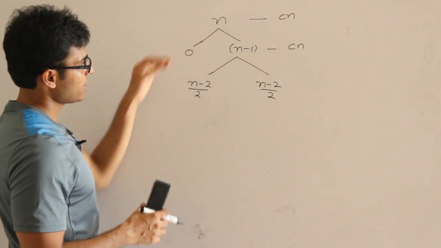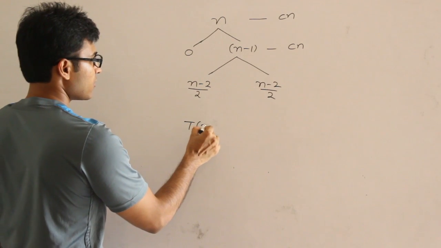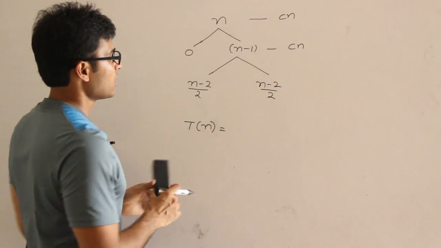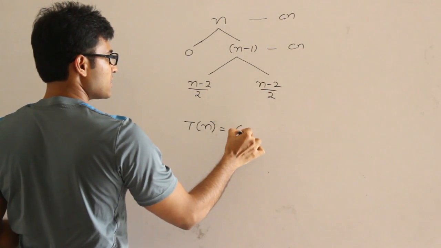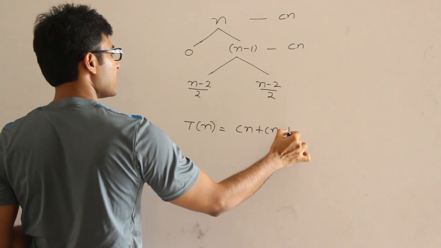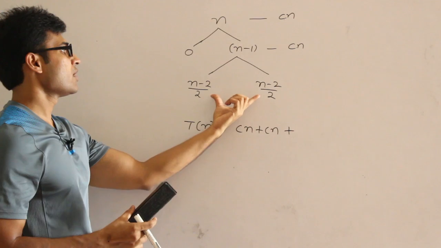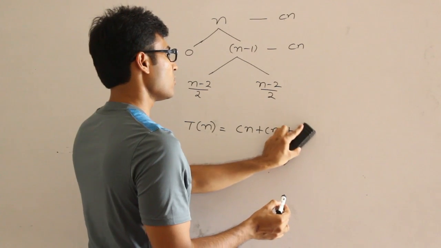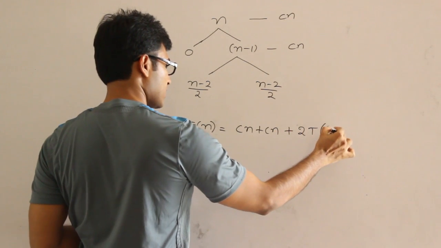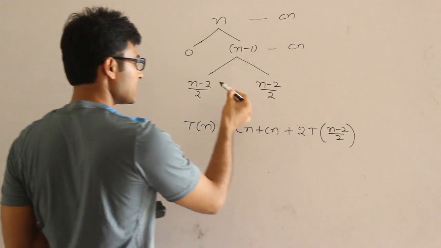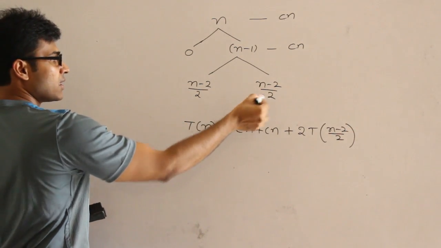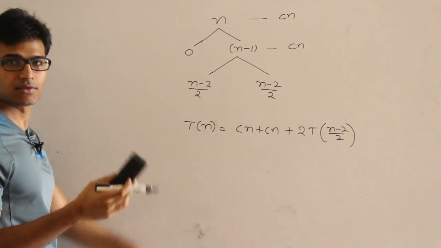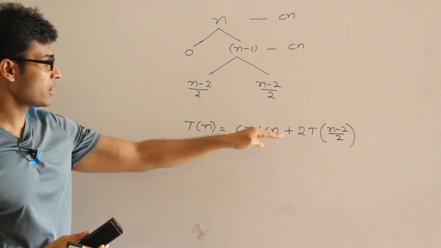In this case, see what happened. Initially I had to sort n elements, for which time taken is T of n, for which I did a total work of cn plus cn, right? Then the problem got divided into two subproblems, each of size n minus 2 by 2. And if this keeps on happening, where one level is a bad split and the next level is the best split, bad and best alternating, then this is what I am getting, right?